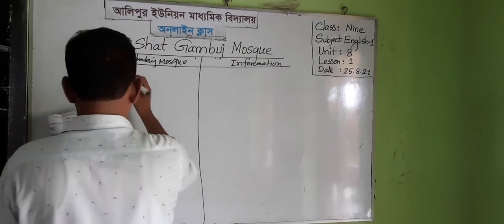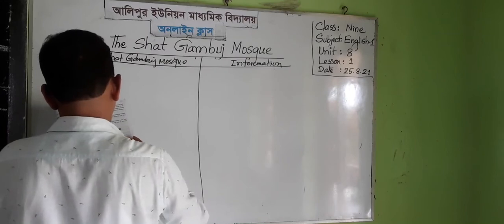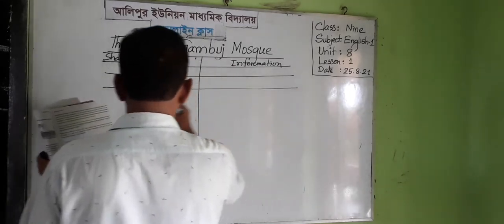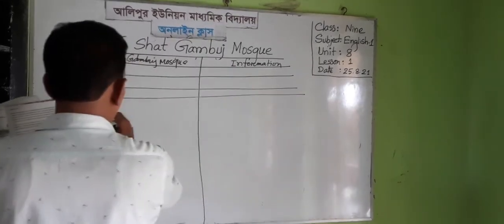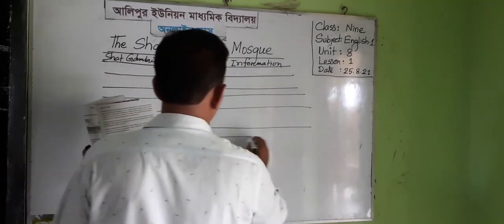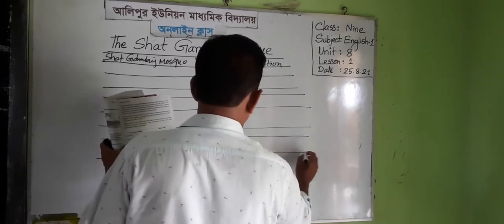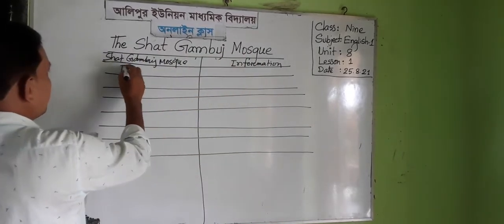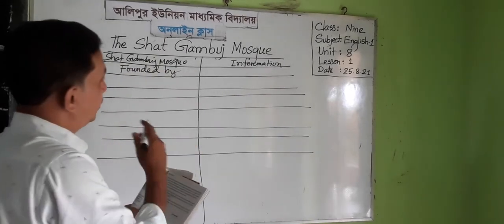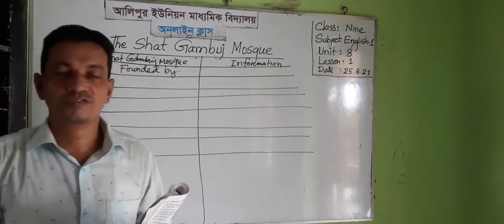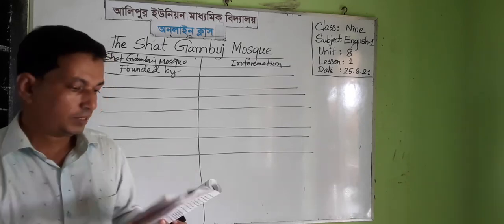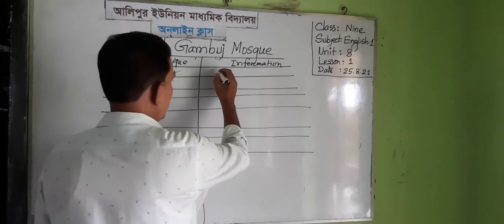At first, one, two, three, four, five, six, seven. Founded by. We know that the mosque was founded by the Muslim saint Khan Ali. So we may write here Khan Ali.